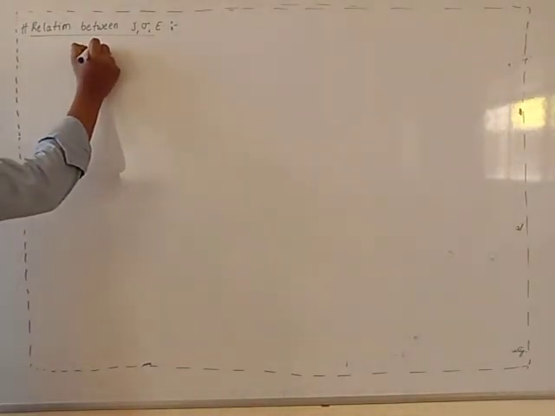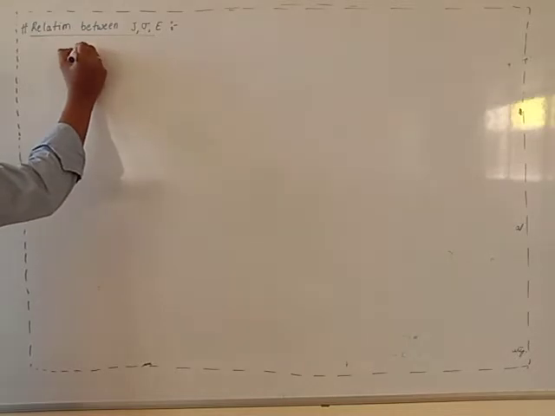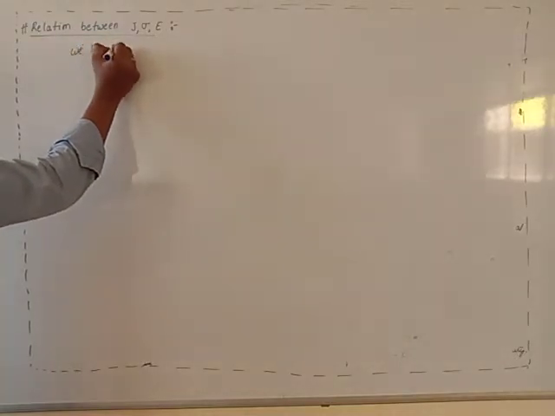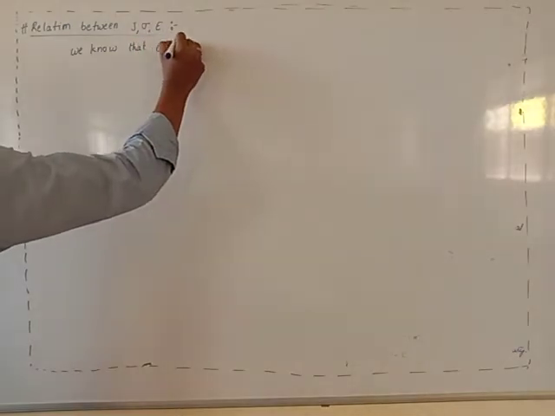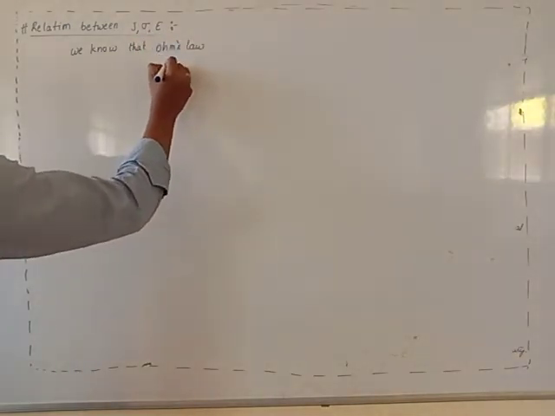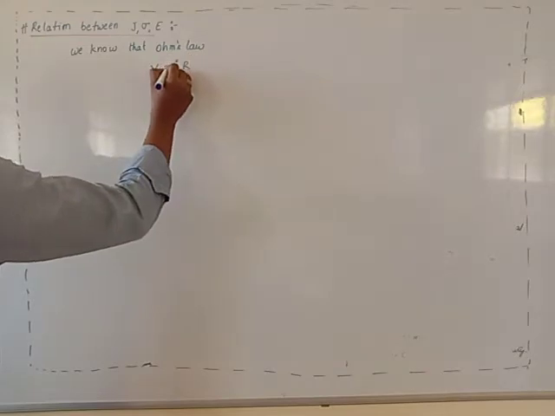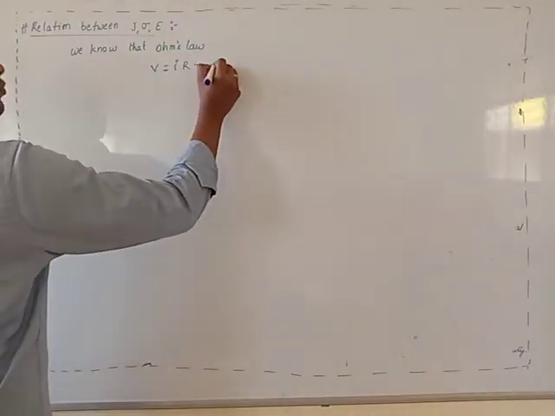Now we know that Ohm's law is, what is Ohm's law? Ohm's law is V is equal to IR. I'll take this as equation number 1.